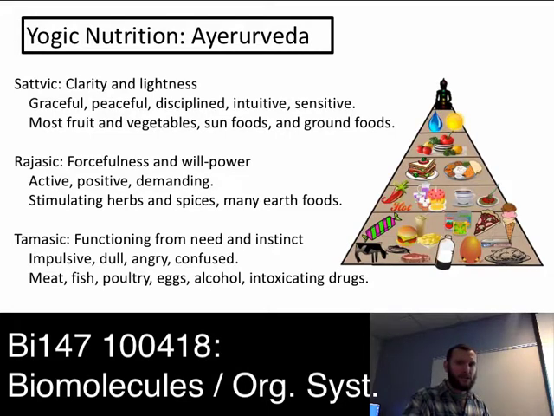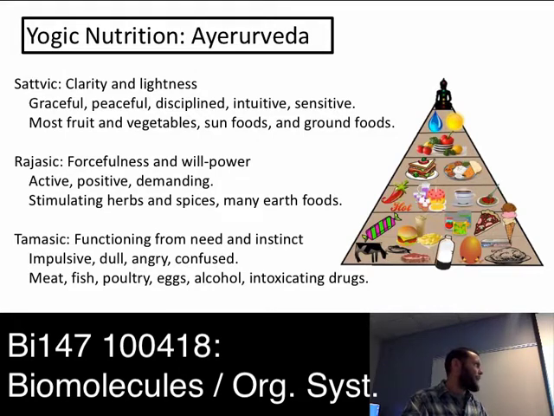And then the highest of the foods in this Ayurvedic hierarchy is sattvic foods. And they are characterized by clarity and lightness. So, representing gracefulness and peacefulness, disciplined attitude, the intuitive sense, person being very sensitive. So, in this category lie the majority of fruits and vegetables. They say sun foods and ground foods. When you say sun foods, these mean foods that grow, that like to be in the air.